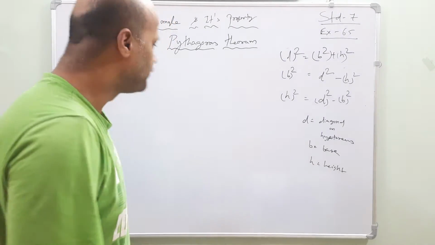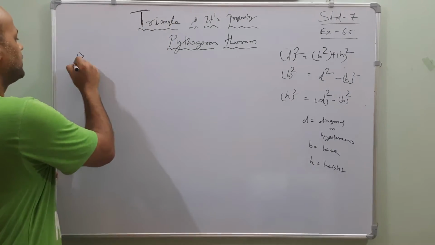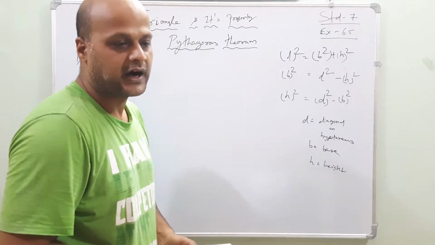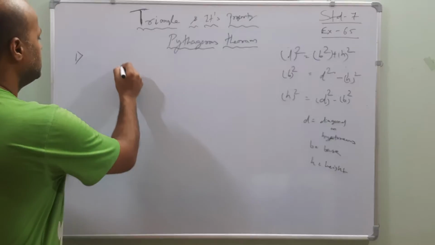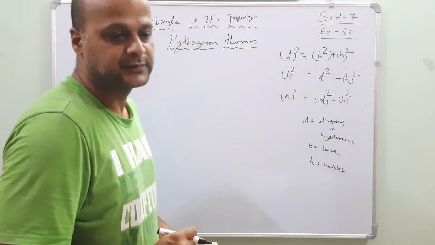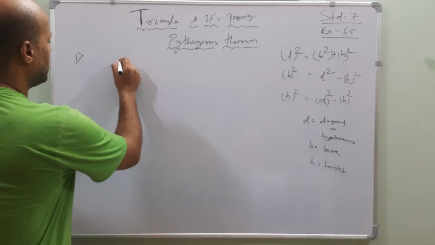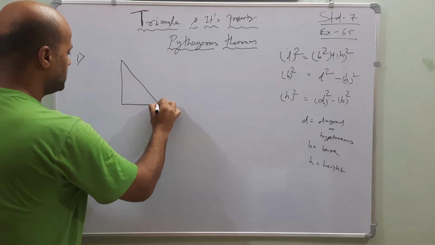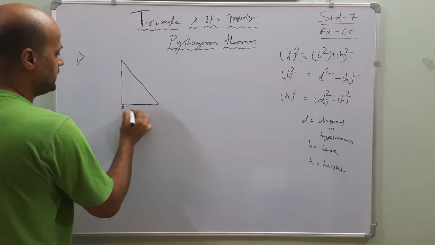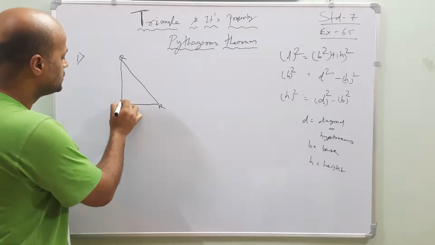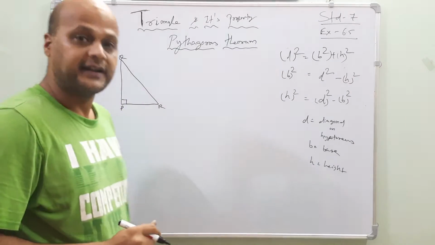Okay, let's go for the first number. What is the first question asking? Here PQR is a right angle triangle, and where is the right angle formed? At P. So I will draw a right angle triangle first. Always try to draw a rough sketch. Because the right angle is formed at P, P will be at the 90-degree place.